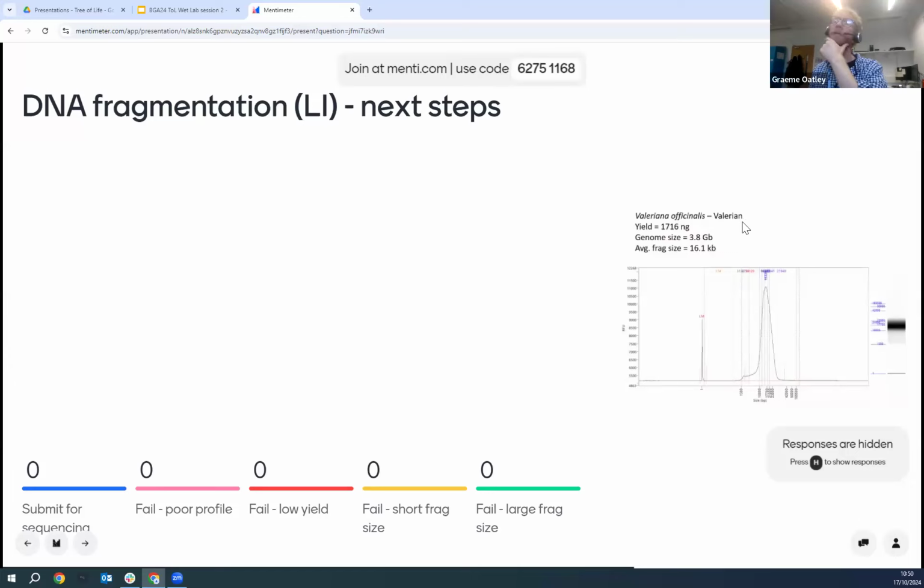So here we have a plant, valerian, with a yield of 1,760 nanograms, genome size of 3.8, and average fragment size of 16 kilobases. Just a reminder, for LI we're looking at a minimum of 400 nanograms for DNA sequencing, and for ULI we're looking at about 20 as a minimum. There's no maximum limit.